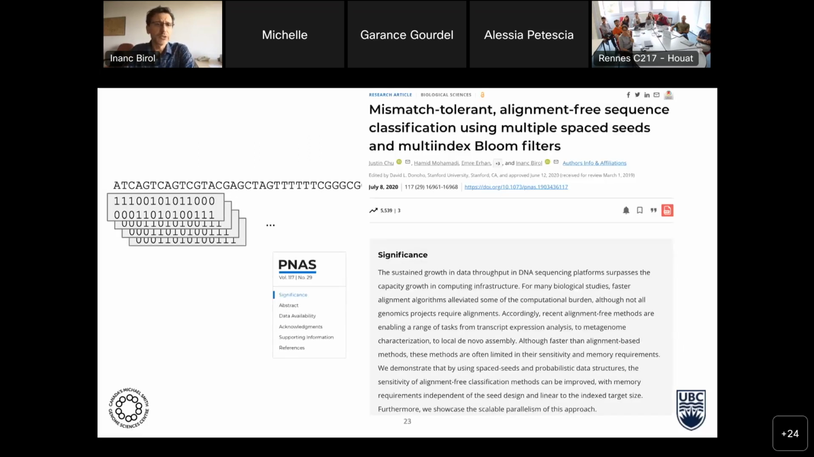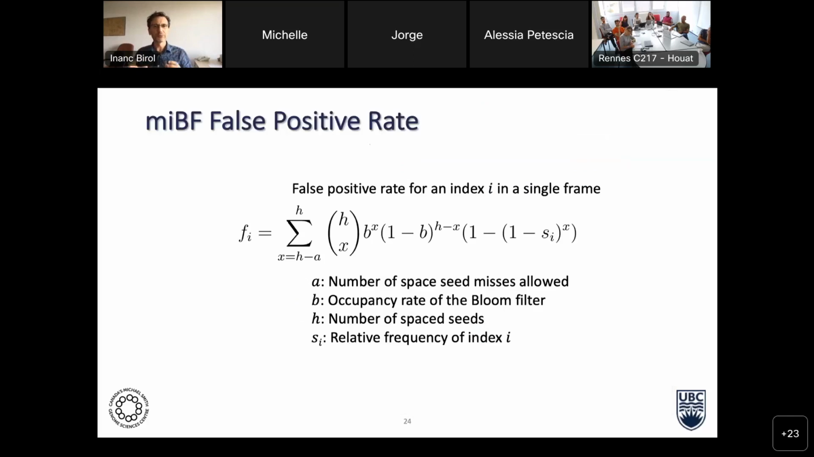All right, so we also changed the regular strategy of using a Bloom filter. Instead of using multiple hash functions, we are using multiple spaced seeds to represent a string of characters or sequences in this case. What that allows us to do is perform queries that allow for some mismatches.